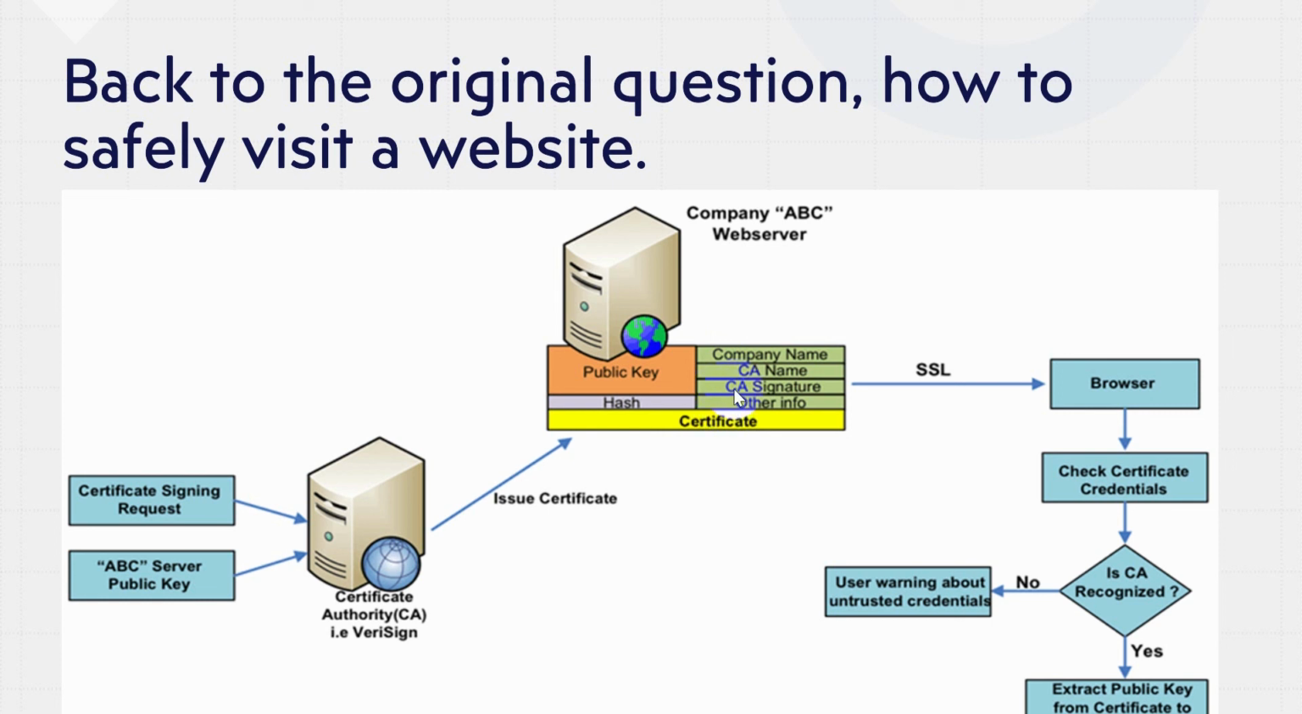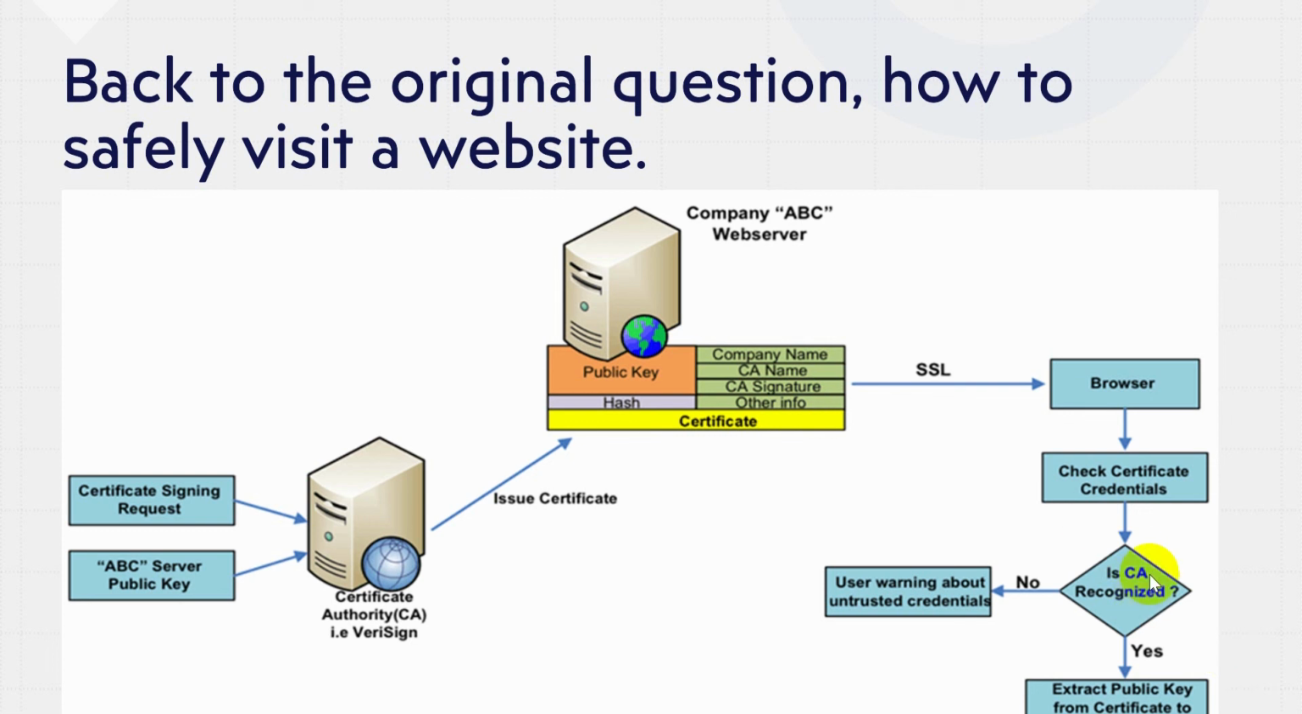And then after the web server has the certificate, the browser knows that it is safe. They would check the certificate credentials. Is the CA recognized? If it is, then they extract the public key from the certificate to encrypt the data, and they can start communicating with the web server.